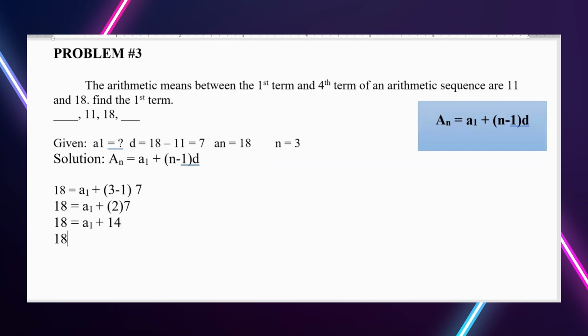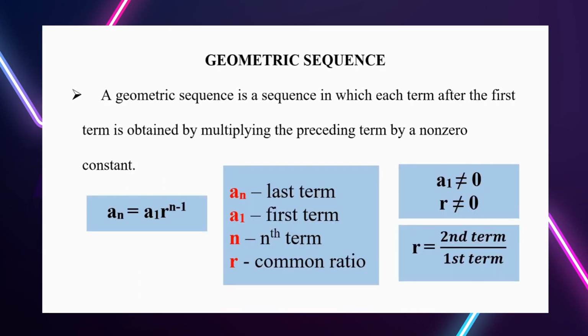Combine like terms, 18 minus 14 is equal to a sub 1. So 18 minus 14 is positive 4, is equal to a sub 1. Thus, the first term of the arithmetic sequence is positive 4. Isa na namang lesson ang matututunan natin dito sa Project Mafulungan para Matuto.